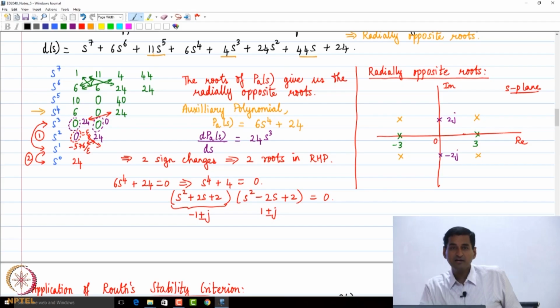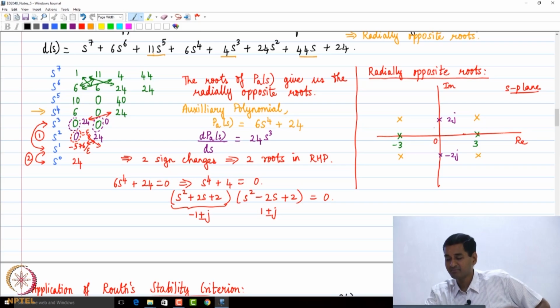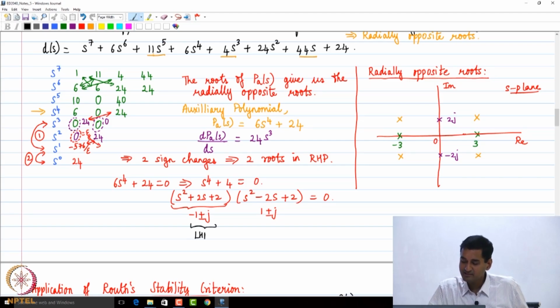I hope the construction of the roots array is clear, and all of us can agree that there are 2 sign changes. 2 sign changes means there are 2 roots in the right half plane. Please pay attention. You can see that the auxiliary polynomial is of 4th order, so you are going to have 4 radially opposite roots. Here we can see that the 4 radially opposite roots are going to be plus or minus 1j, 1 plus or minus j, and minus 1 plus or minus j. So this is in the LHP, this is in the RHP, is it not?